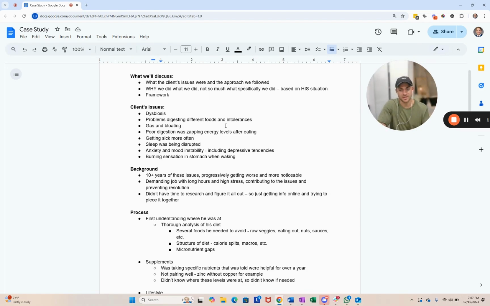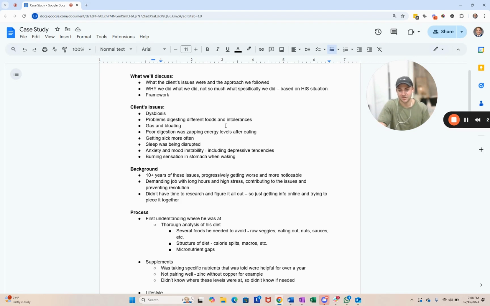He was dealing with issues digesting food. So he had sensitivities and intolerances to certain foods he would eat. He would get gas and bloating, burning sensation or reflux. And there really was no pattern there. It was just kind of random. Sometimes these foods would be fine, sometimes these foods would cause issues, but he wasn't digesting well, and he would get gas and bloating pretty frequently.